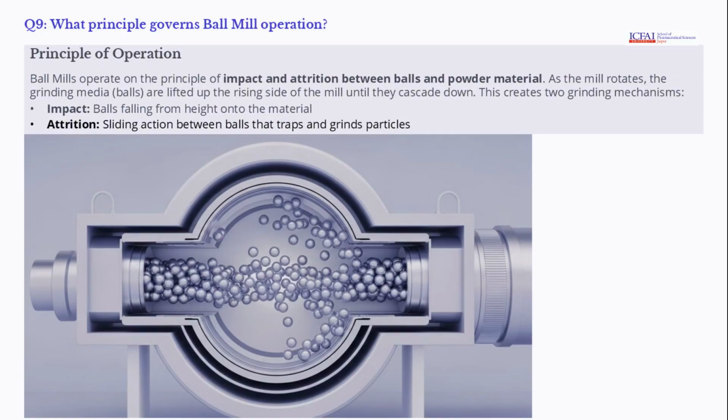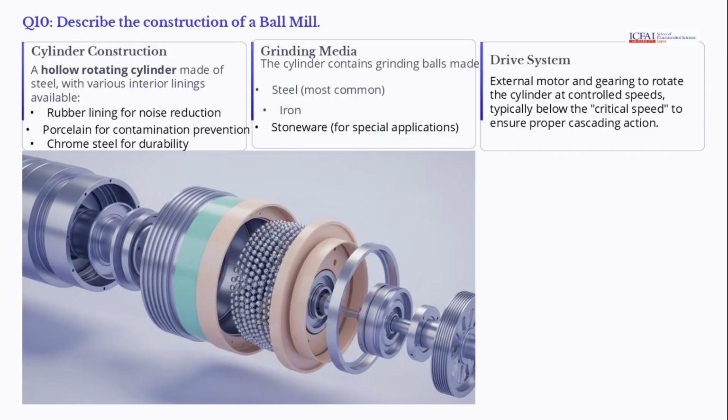As the mill rotates, the grinding media is lifted and cascades down, creating impact and sliding action that grinds particles effectively. Ball mills feature a hollow rotating cylinder with grinding media inside, driven by an external motor. The cylinder construction includes rubber lining for noise reduction and porcelain for contamination prevention, ensuring efficient grinding.